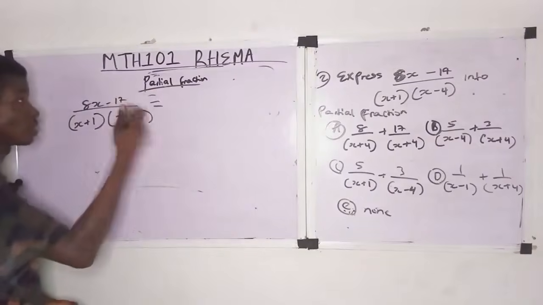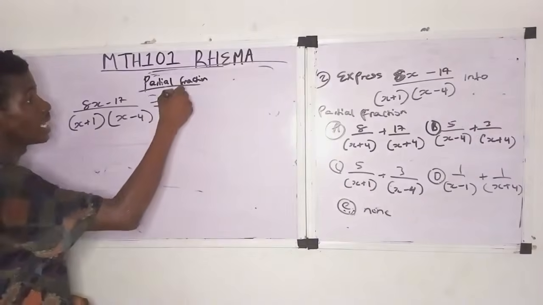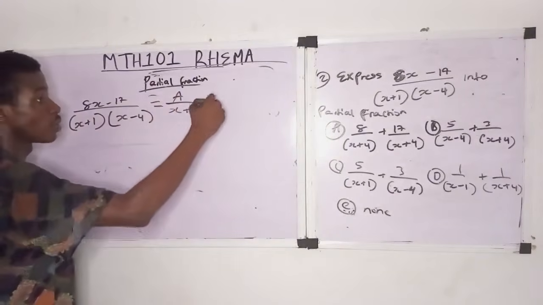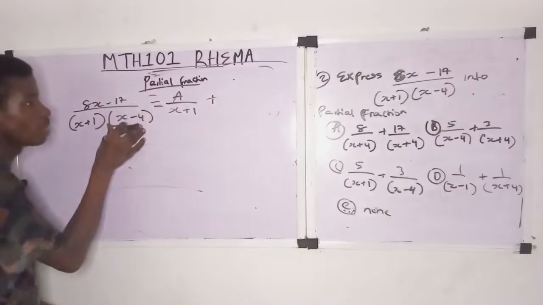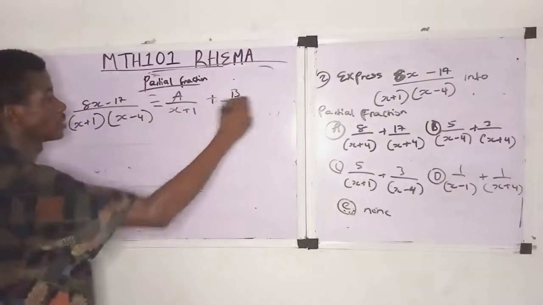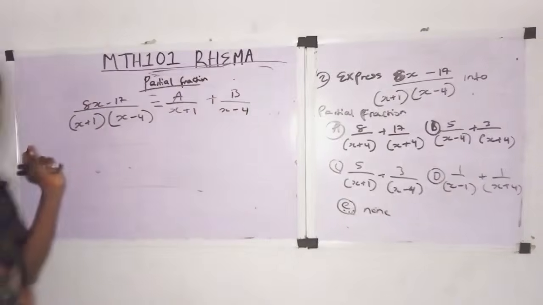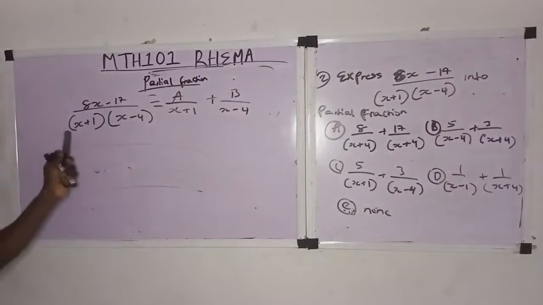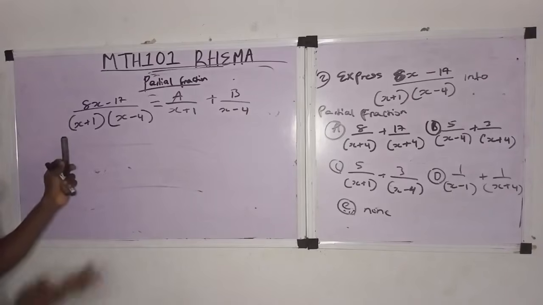Forget about the numerator. It will be something like this: A divided by s plus 1, then plus B divided by s minus 4. That is how you decompose this type of partial fraction, because this type of fraction is under a distinct linear factor.